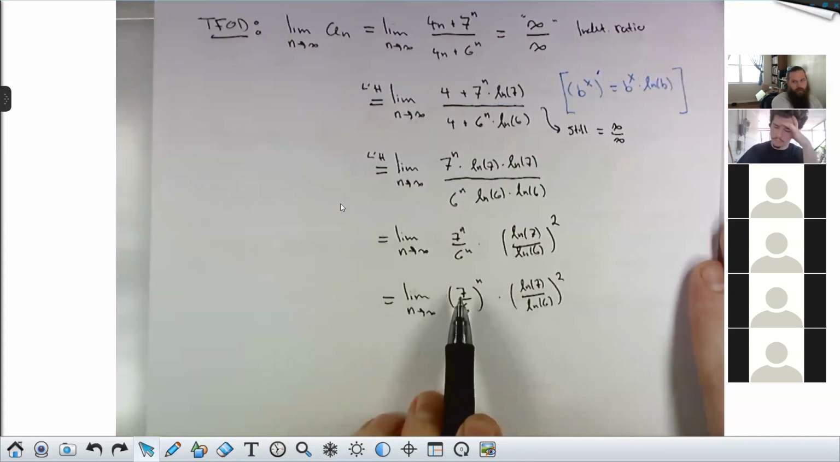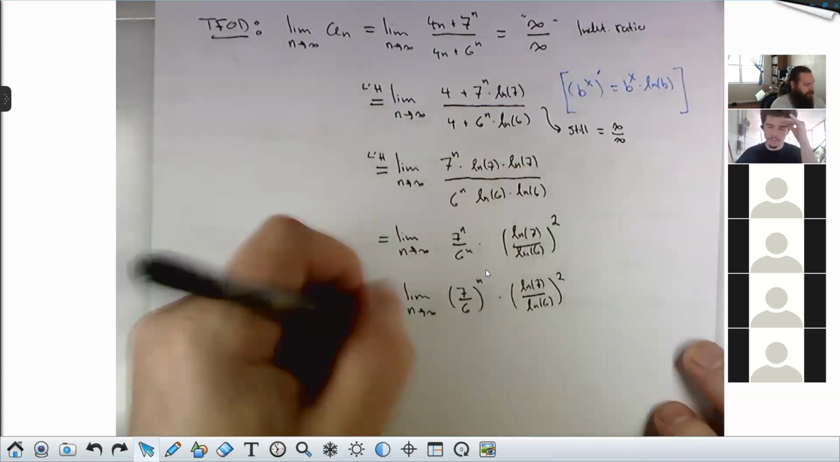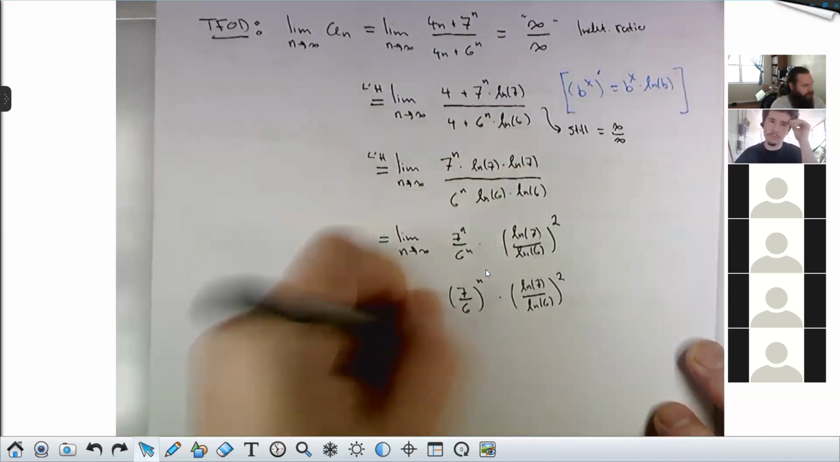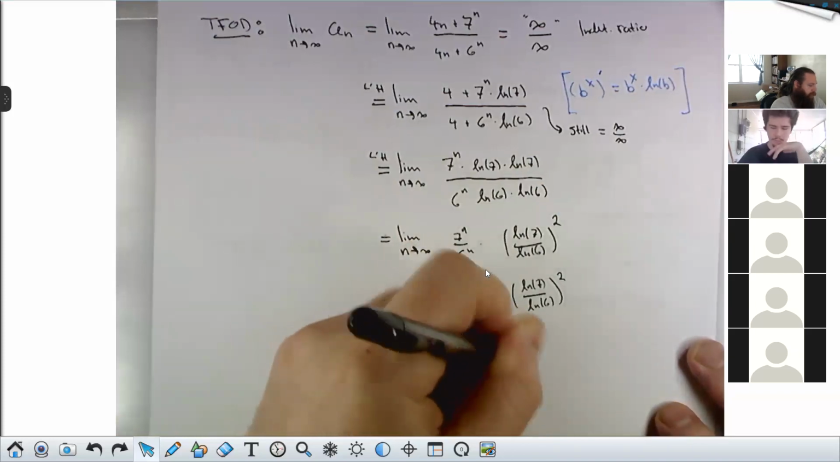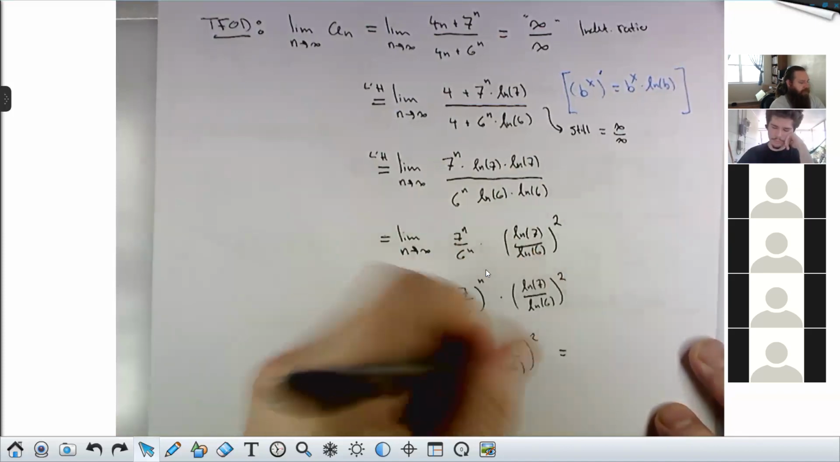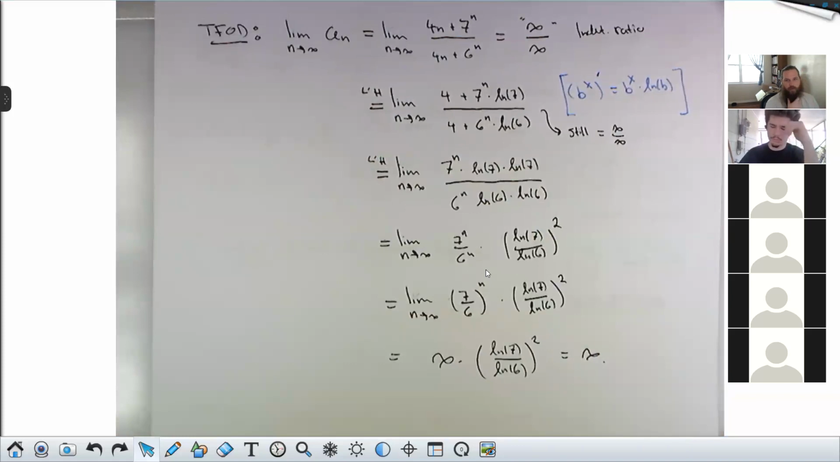What does 7/6 to the n do as n gets bigger and bigger? It goes to infinity, as it's a geometric sequence. Exactly. 7/6 to the n is a geometric sequence. So this is equal to infinity times log 7 over log 6 all squared. And since this is just a constant, this is infinity. So not only does this series diverge, it diverges wildly. It diverges really rapidly. The terms don't even go to 0.